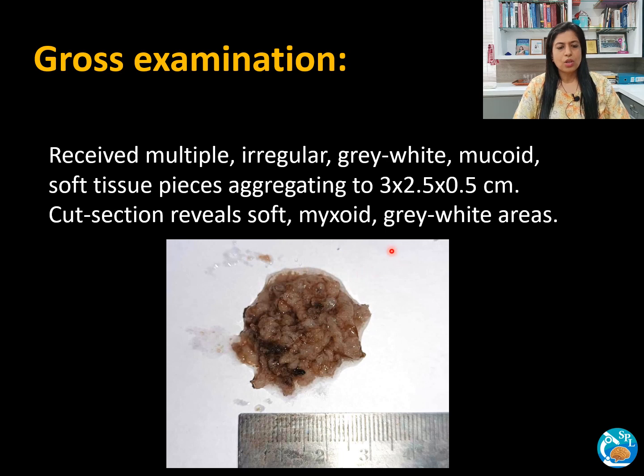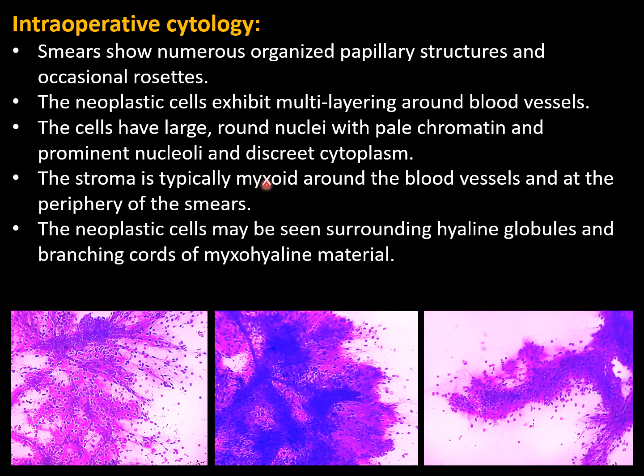The tissue was multiple, irregular, gray white, mucoid, soft tissue aggregating to 3 into 2.5 into 0.5 centimeters. We did squash of this, and the smears showed numerous organized papillary structures, and the neoplastic cells were arranged around the blood vessels and they were showing multilayering. The cells were large, having round oval nuclei with pale chromatin and prominent nucleoli, and the cytoplasm was discrete.